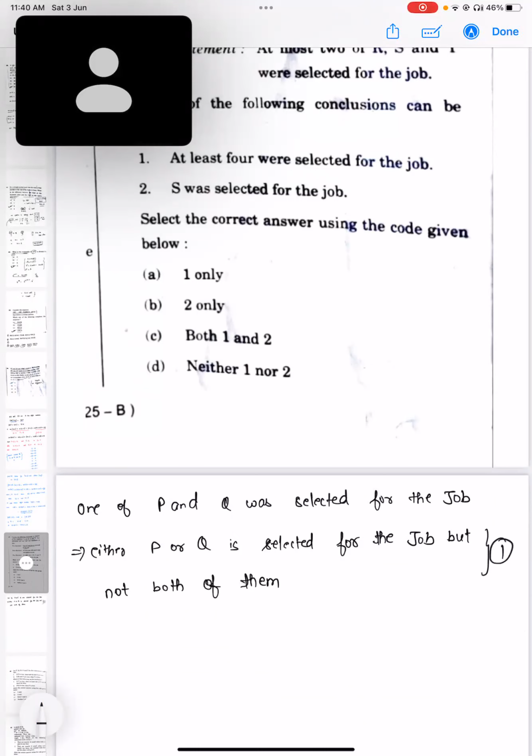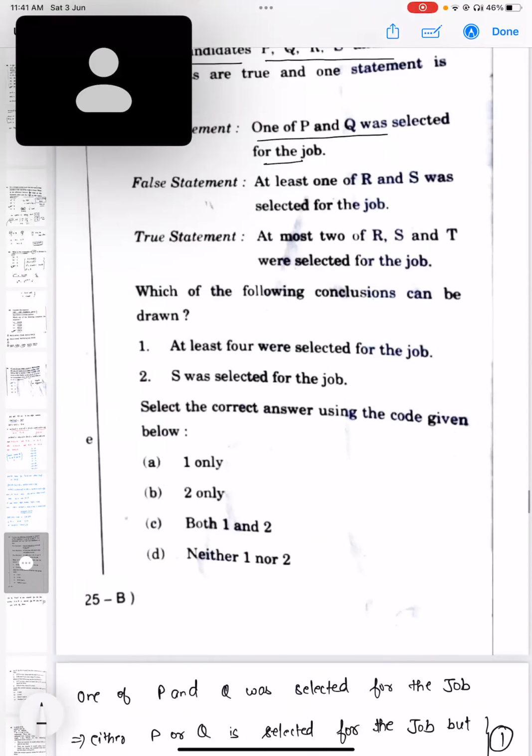Now, at least one of R and S was selected for the job. And it is saying it is a false statement, but it is saying at least one of R and S is selected for the job. This implies either R is selected for the job or S is selected for the job, or R and S both are selected for the job.